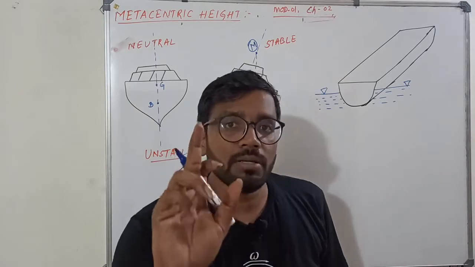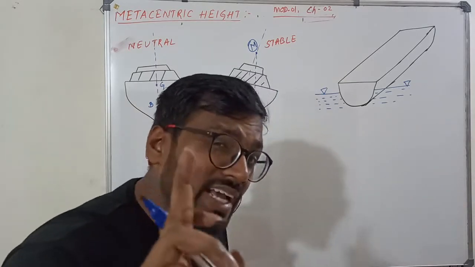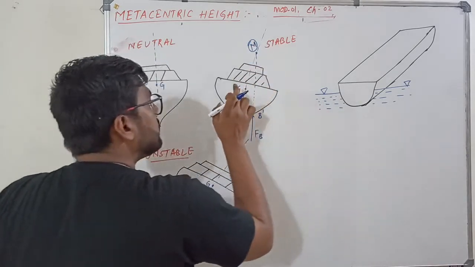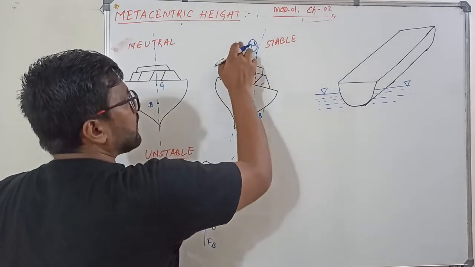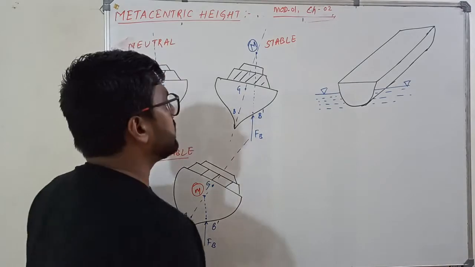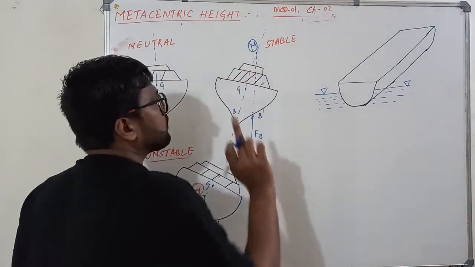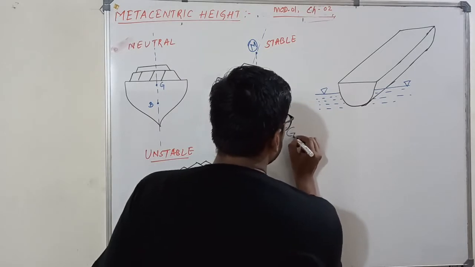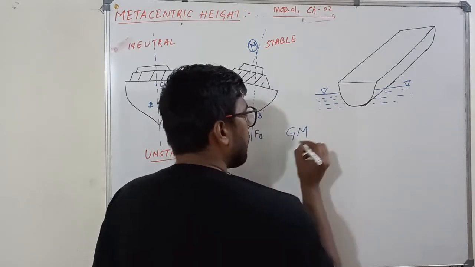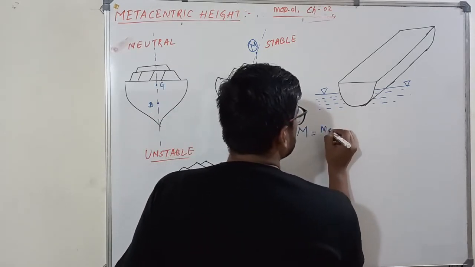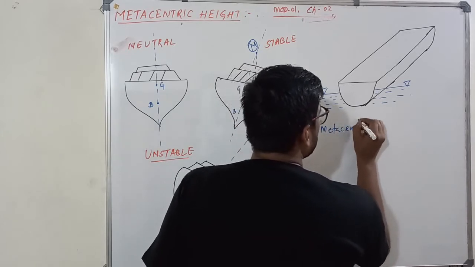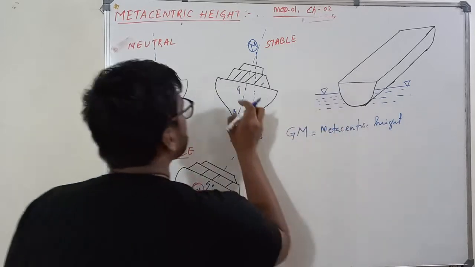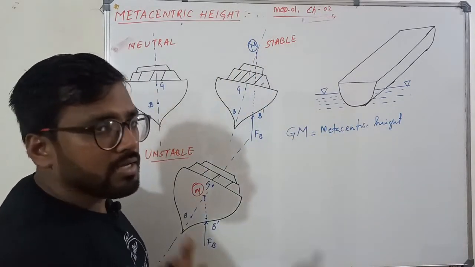Now we'll study the metacentric height. Metacentric height is the height between your center of gravity and your metacenter. It is the distance between the centroid and the metacenter. That we call the metacentric height, GM. GM is nothing but your metacentric height, the distance between the centroid and the metacenter.